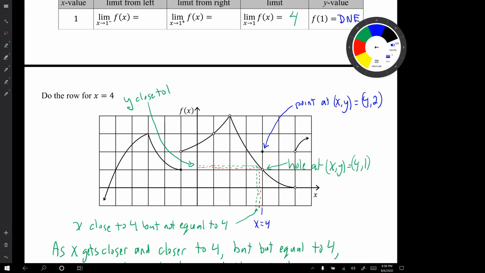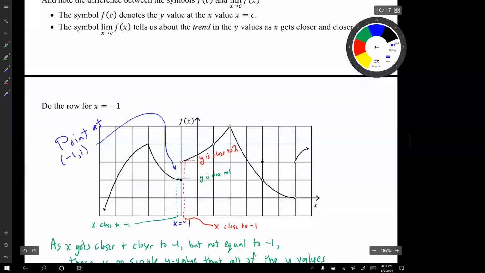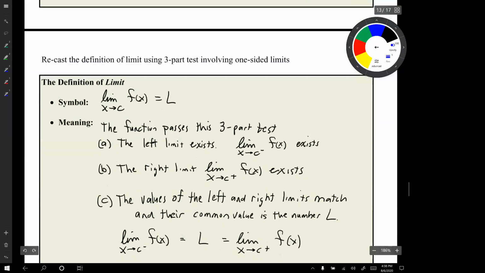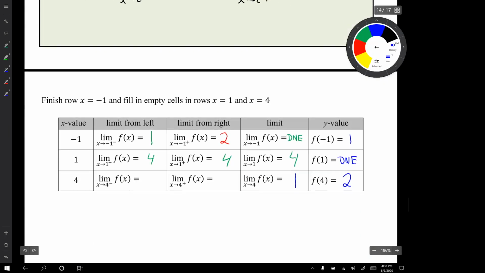Now, the graph is heading for this location from the left. The graph is also heading for this location from the right. So I can go down to this table and fill in those cells. The limits, I want to make this green for my limits. The limit was the number 1, and so the left limit was 1 and the right limit was 1.